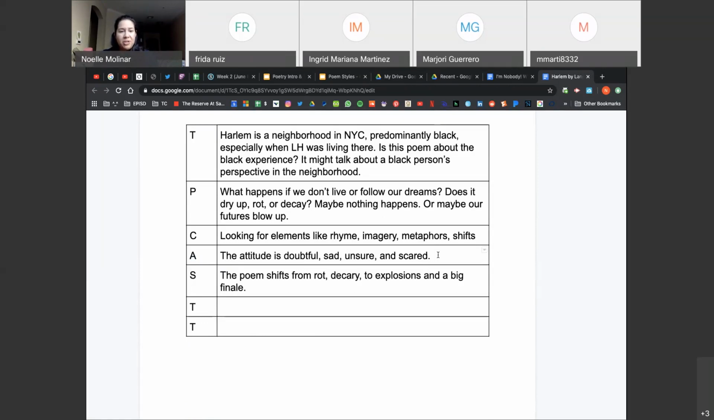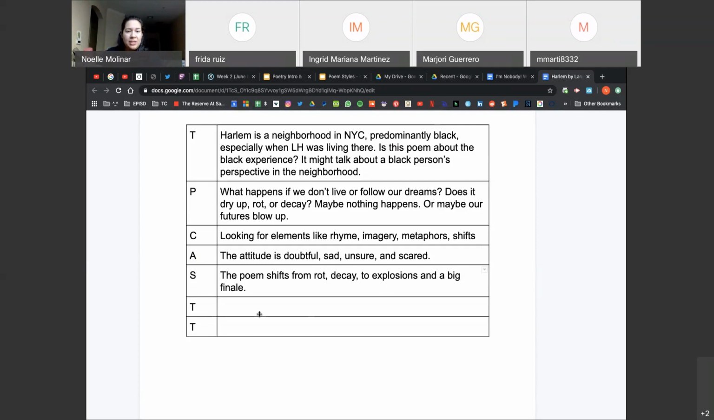And we have our shift. So the poem shifts from rot, decay, and then it goes to explosions and a big finale. That's how it ends. So it starts kind of slow and then boom, it ends.